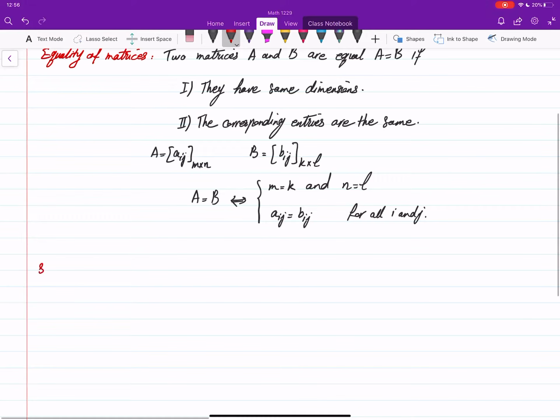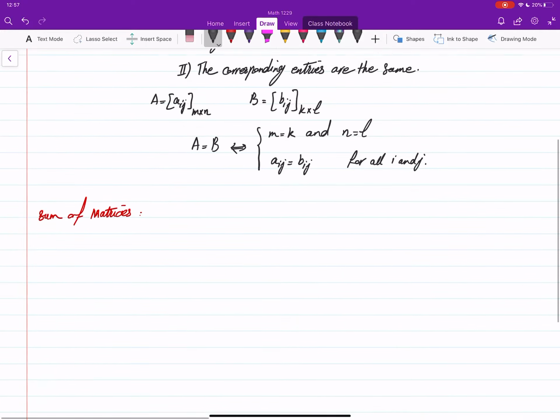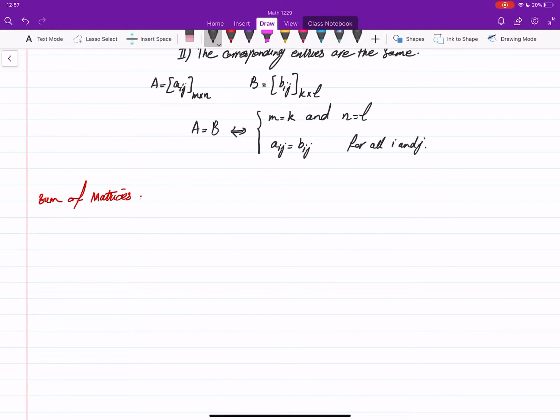The second thing we cover is the sum of matrices. So we want to add two matrices. It is going to be done entry wise. The entry on the first row, first column needs to be added to the entry on the first row, first column. But to be able to have everything added, we need to first make sure that they have the same number of rows and columns.